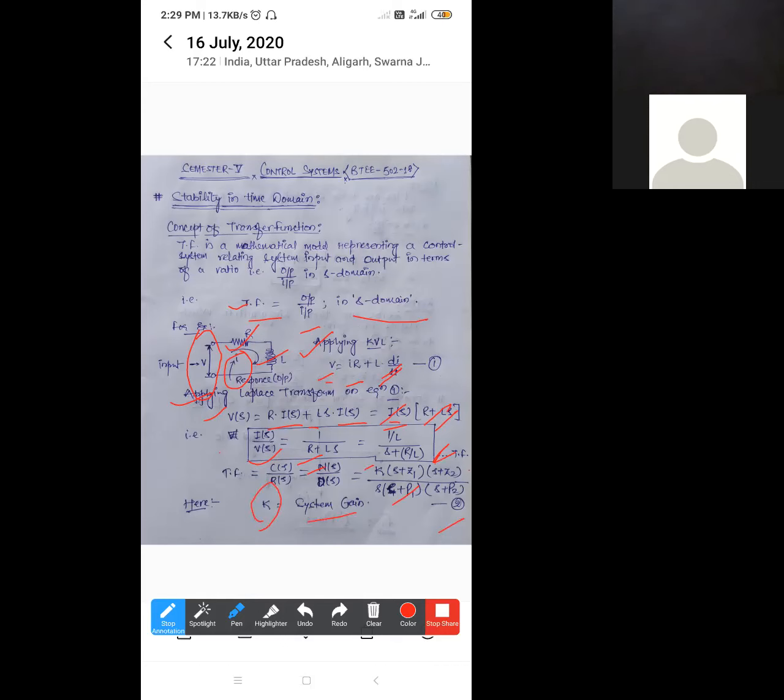So in the next step, we will understand what are the singularities of the system. I mean, what are the poles and zeros of the system, right? So for that, we have to switch to the next screen.